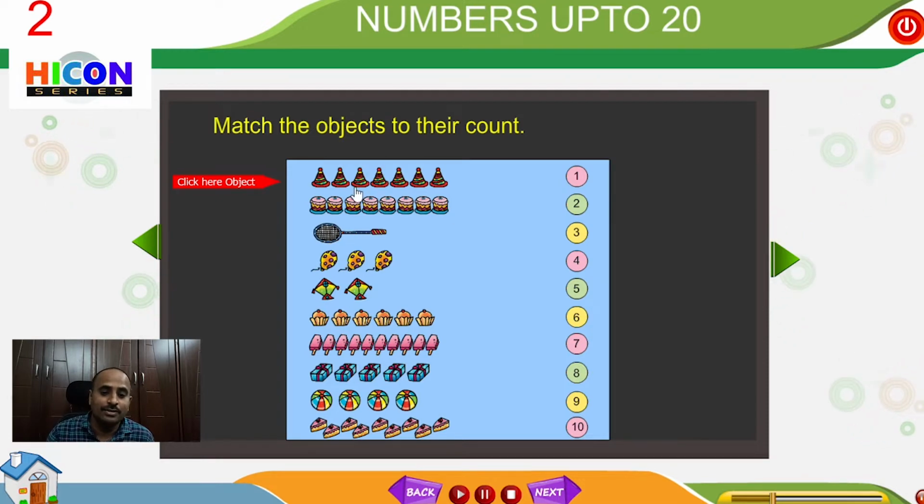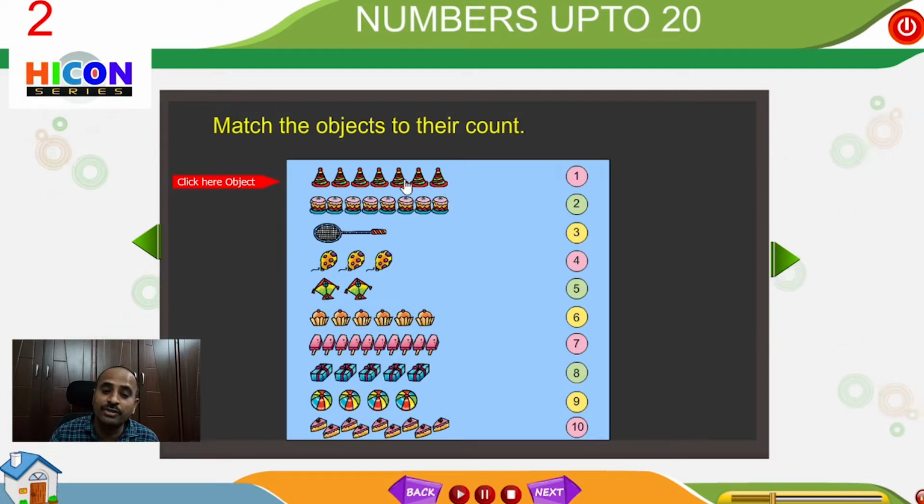So see the first picture, first set of pictures. The first set of pictures has caps. That means joker caps. So how many caps are there? So let us count. 1, 2, 3, 4, 5, 6, 7. Very good. There are 7 caps in this picture.